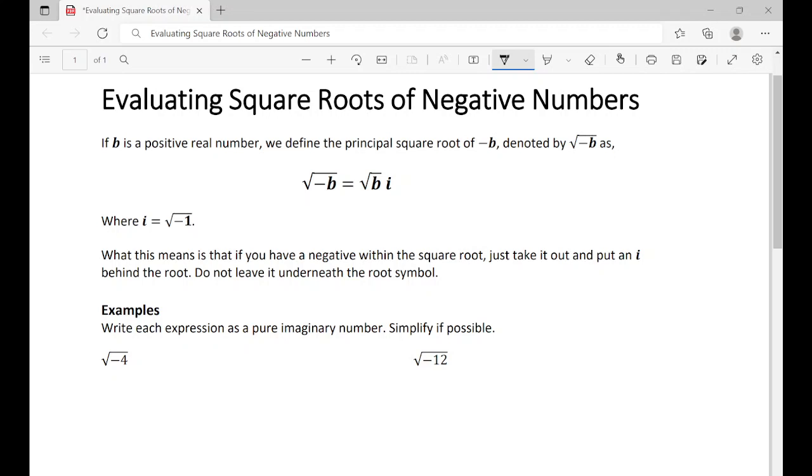So really, what does it mean? It just means that if you have a negative within a square root, just take it out, remove the negative, and then put an i behind the square root. Make sure you do not put the i underneath the root. It needs to be behind it.